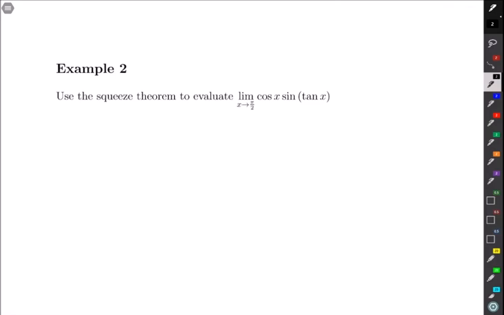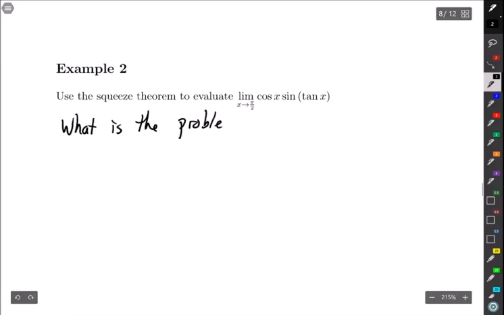So use the squeeze theorem to evaluate the limit as x goes to pi over 2 of cosine x times sine of tangent of x. So first point, what's the problem here? The problem here is the second term, the sine of tan of x term. The issue here is that the limit as x goes to pi over 2 of tangent of x doesn't exist. On one side it goes to plus infinity, one side goes to minus infinity. So the combined limit there also doesn't exist.